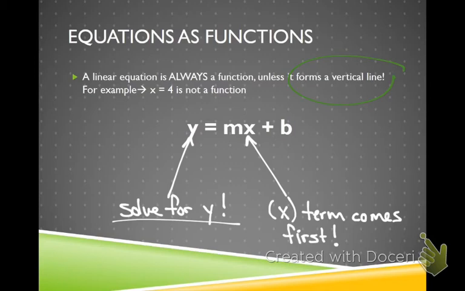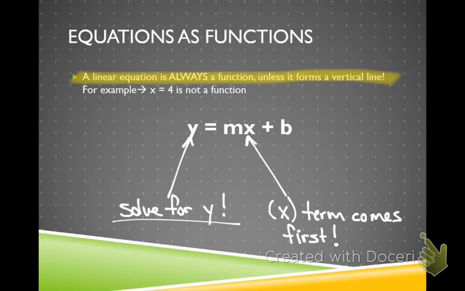So, a linear equation is always a function unless it forms a vertical line. So an x value of 4 graphed as a vertical line, no, that's not a function. All right, you need to know that. That looks like a good true-false statement, or even short answer. Okay, unless it forms a vertical line. Any questions?